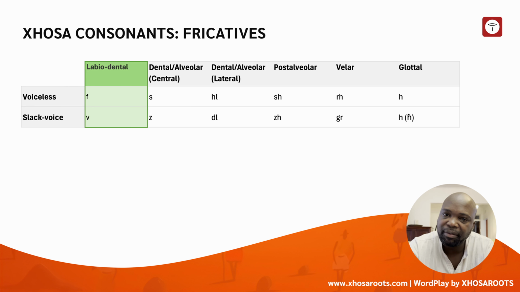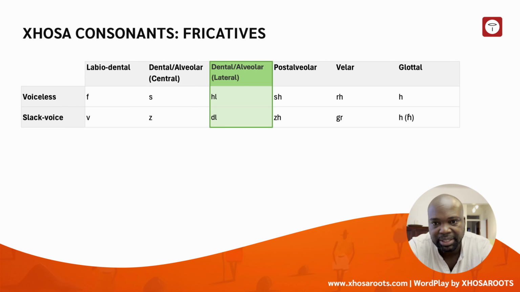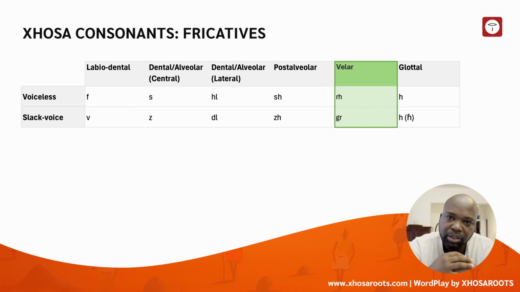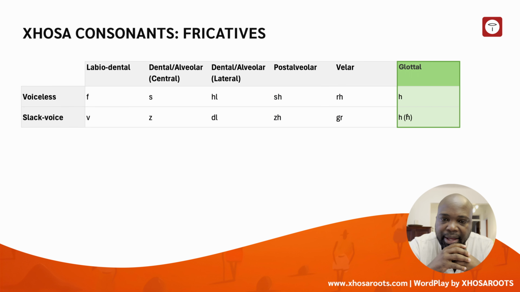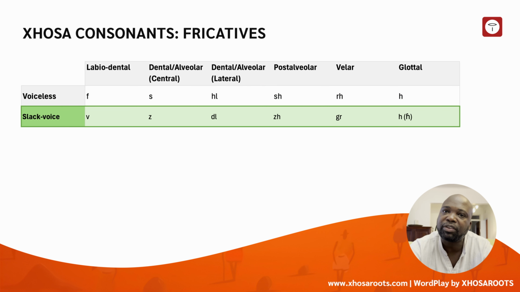And then we have the dental alveolars again. First, those are central, and then we have the lateral ones. And then we have the postalveolar sounds, the velar sounds, and then glottal sounds. And these come in two variants again. You have the voiceless versions, and then you have the slack voice versions. And now let's look at the labiodental fricatives.